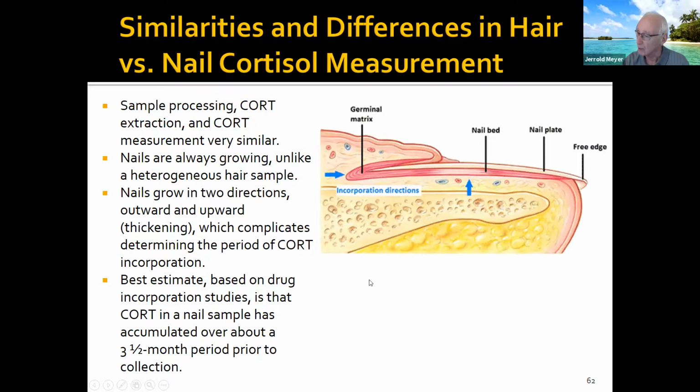So our best estimate, other investigators differ a little bit. Our best estimate, based on our interpretation, is that cortisol in the nail sample that you've clipped out here has accumulated over maybe about 3.5 months, very roughly speaking, prior to the clipping out here. Some argue longer than that, maybe 4 or 5 months. So there's different estimates in the literature based on different data.